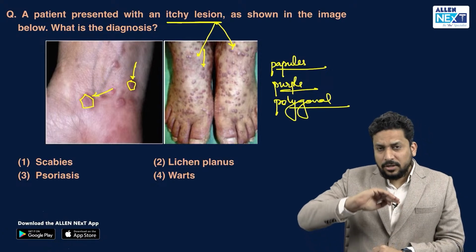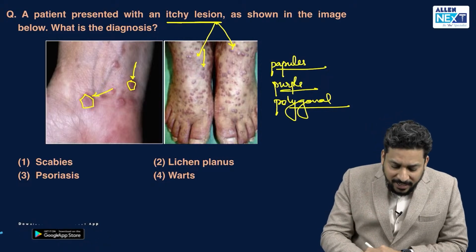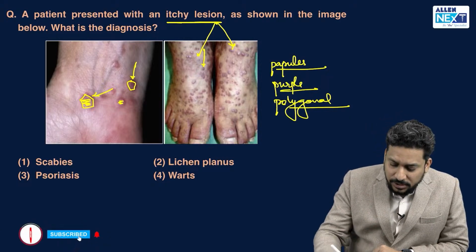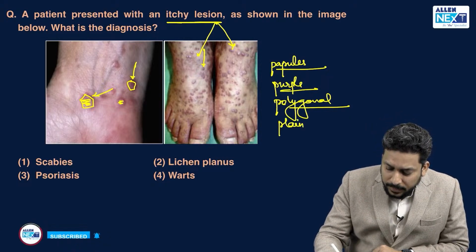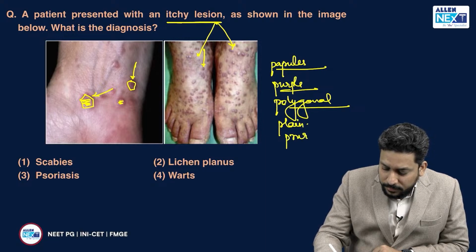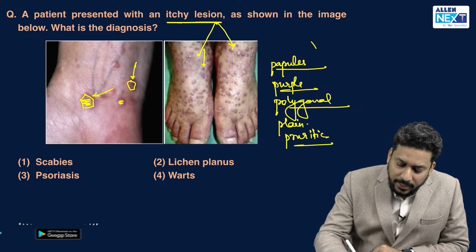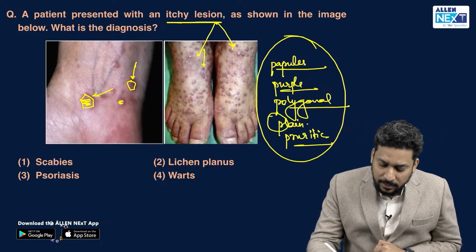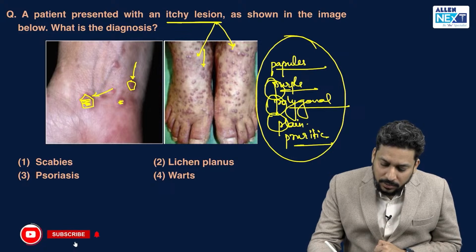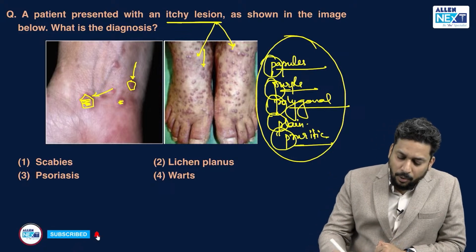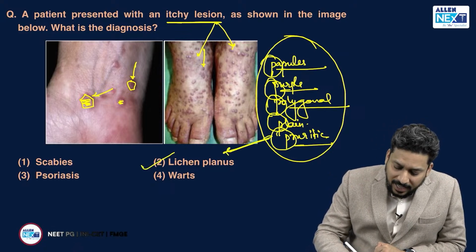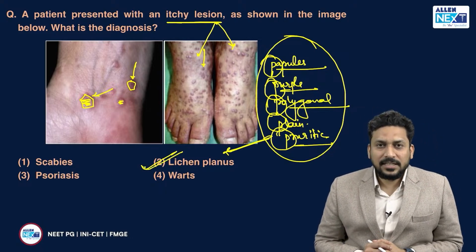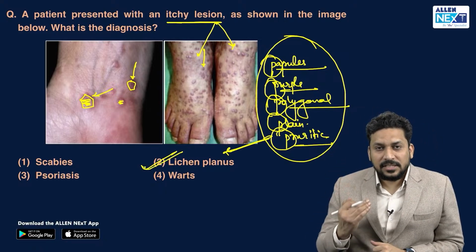And the lesions are not elevated, instead they are flattened lesions. As you can see, this is a flat lesion, so these are flat topped and they have a lot of itching, so they are pruritic. So you can see all these P's are present here: planar, purple, polygonal, pruritic, papules. All these are pointing towards lichen planus. So lichen planus is a condition where such lesions can be seen.